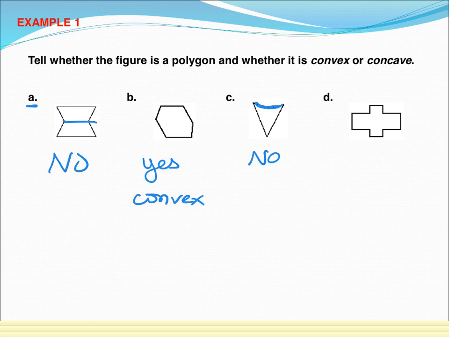And then example D, is that a polygon? Yes, it is. And is this concave or convex? Okay, it's concave. Because if I were to extend this side, see how it goes in? And you could think of this as caving in. So this is a concave polygon. Good.